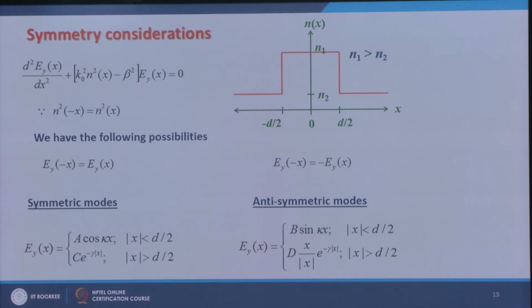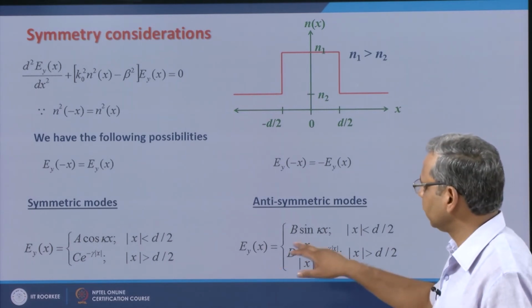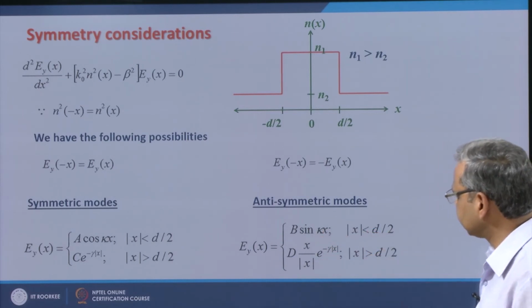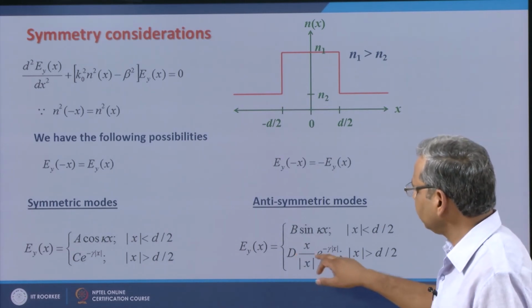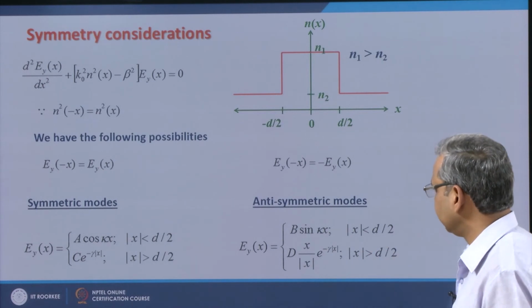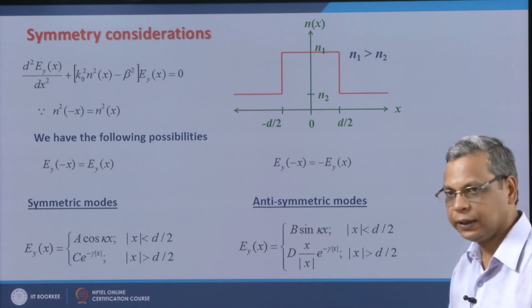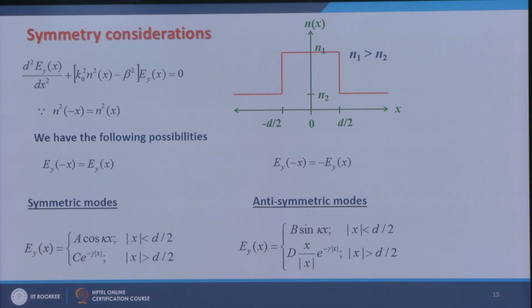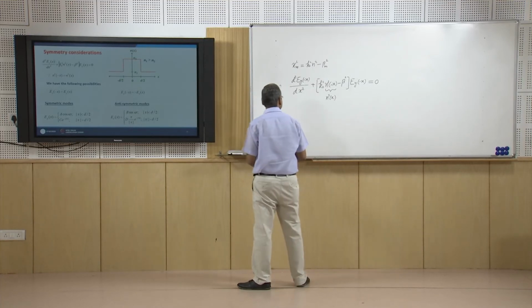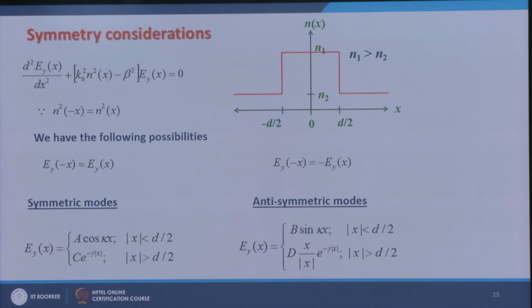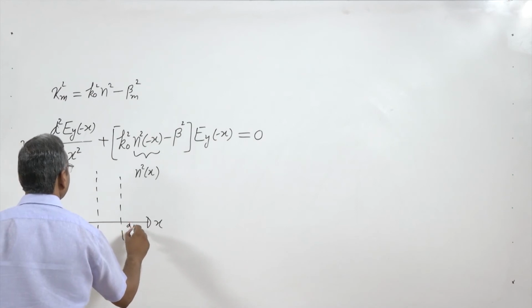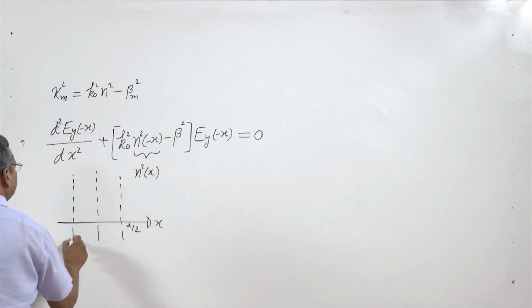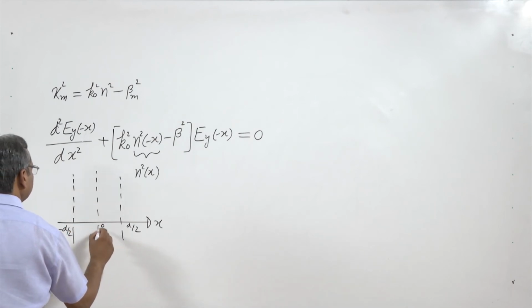For anti-symmetric modes, I will have Ey of x is equal to b sin(kappa x) for mod x less than d by 2, and then I have d e to the power minus gamma mod x for mod x greater than d by 2, but I shall have to take care of sign when I go from left side or right side. What do I mean to say is this: if this is x, and this is d by 2, this is minus d by 2, this is x is equal to 0.